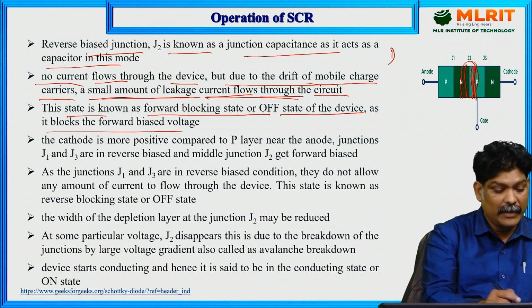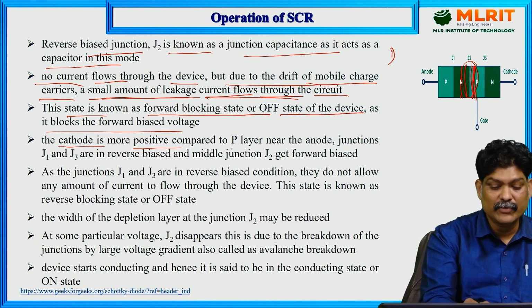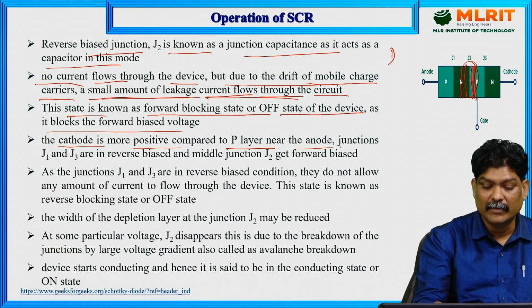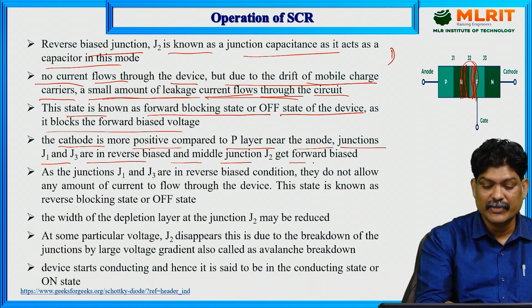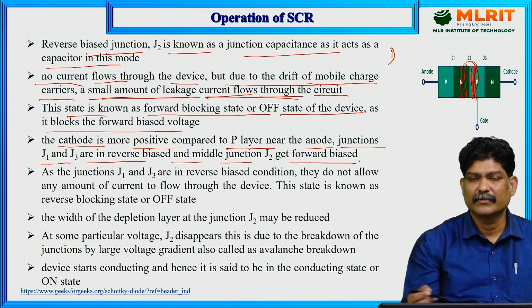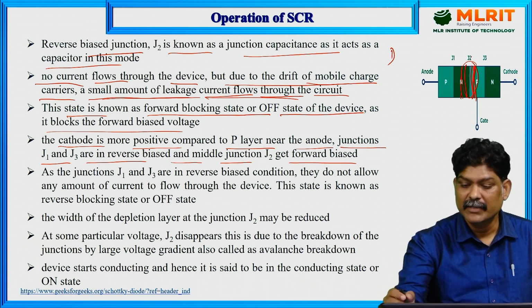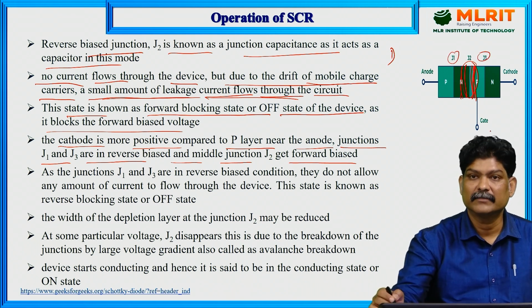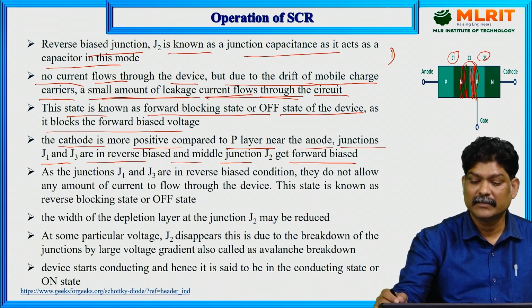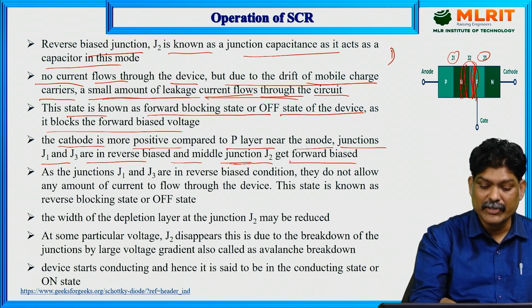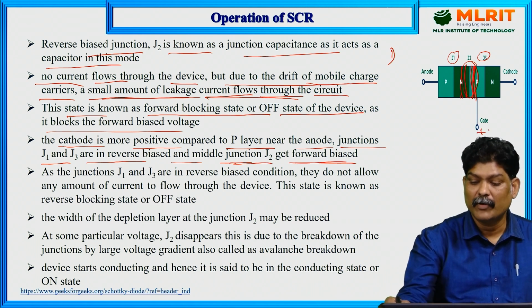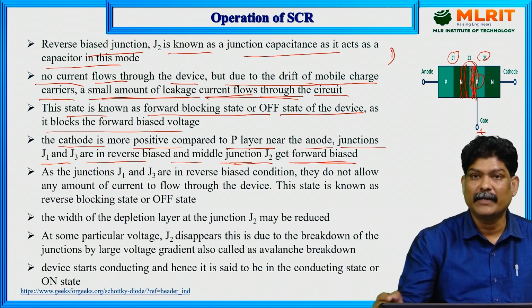Then the cathode is more positive compared to the P layer near the anode junction. So J1 and J3 are reverse bias and the middle junction J2 gets forward bias. Even if we apply some voltage between anode and cathode, the gate is reverse bias. Therefore junction J2 gets forward bias if you apply any positive voltage, because it is connected to P type.